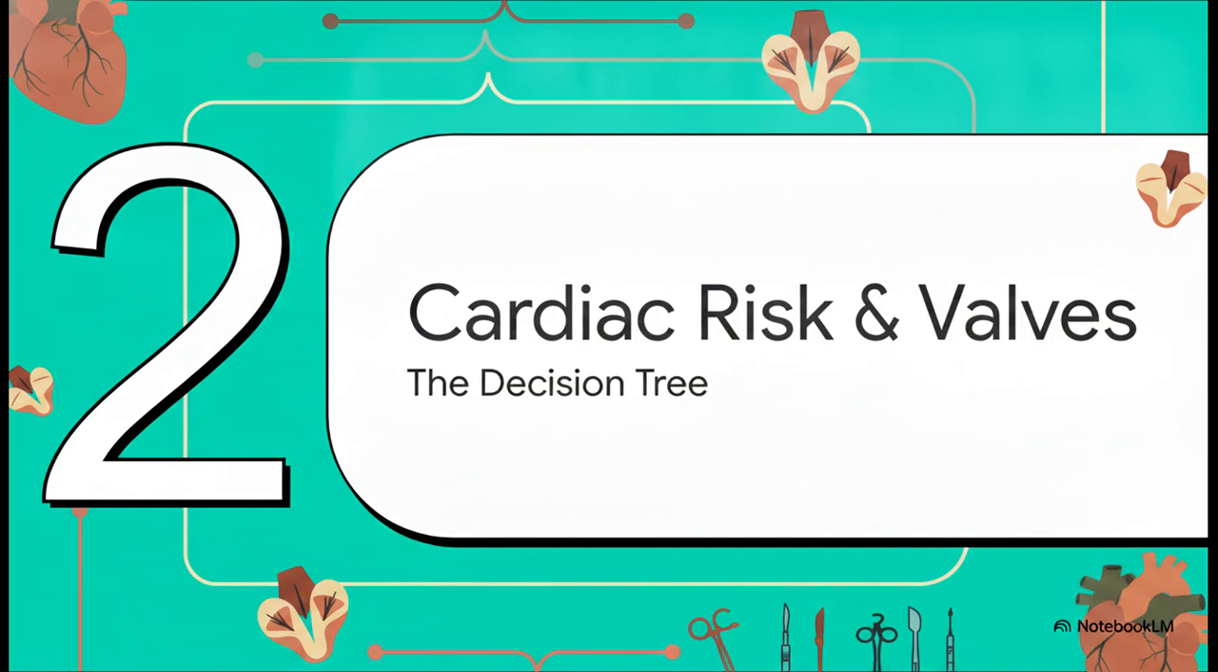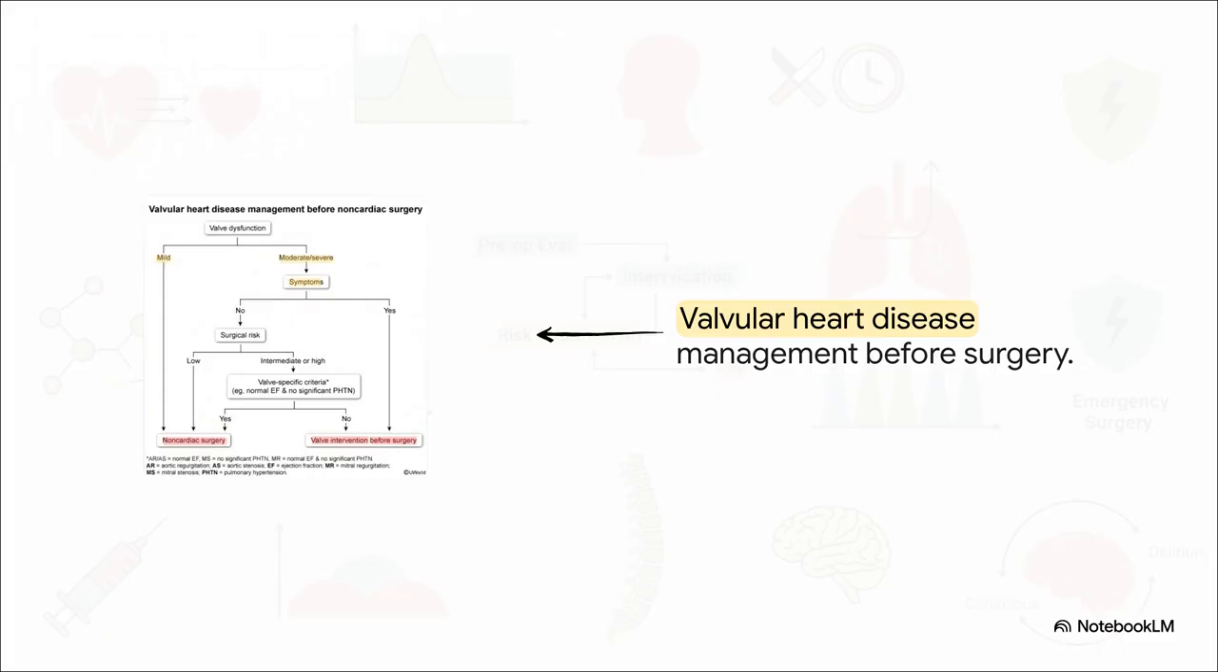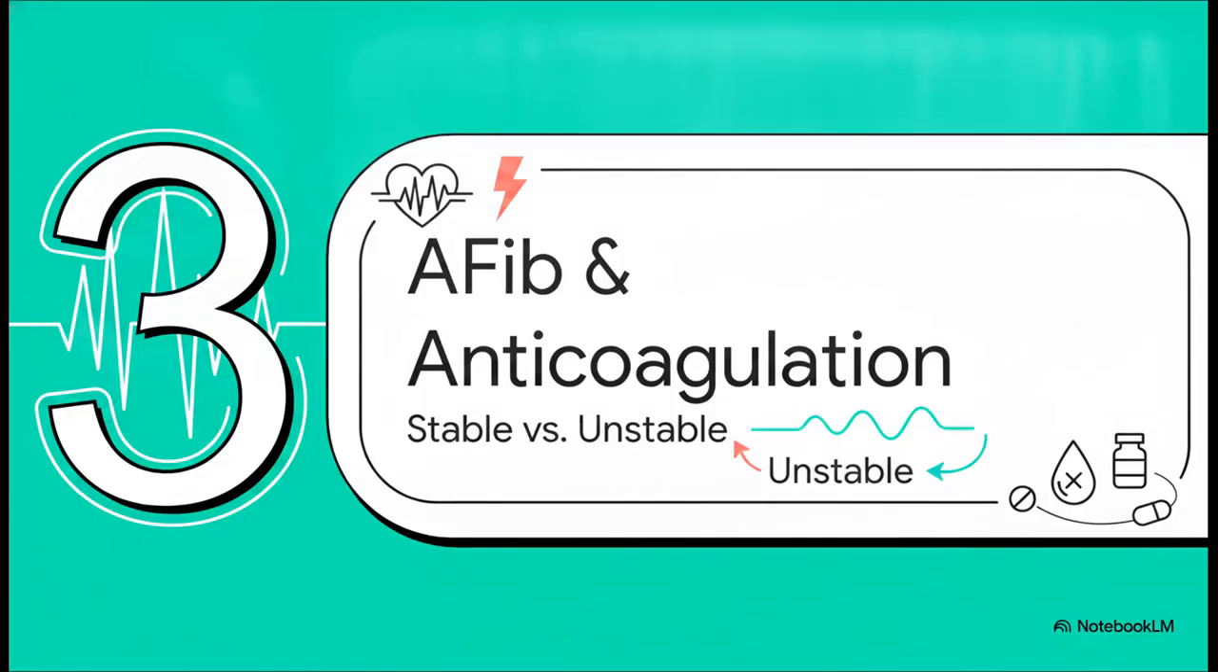Section 2. Cardiac risk and valves. The decision tree. When you're managing valvular heart disease before non-cardiac surgery, your first branch point is figuring out if the dysfunction is mild or if it's moderate to severe. If it's just mild dysfunction, you generally proceed to surgery. For moderate to severe disease, you have to evaluate their symptoms. Severe symptomatic disease or valve-specific high-risk criteria usually means you need a valve intervention before that elective surgery. But if they are asymptomatic or have very minimal symptoms and the surgical risk is low, you can often proceed safely.